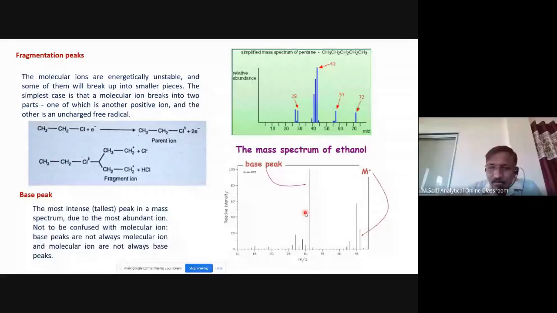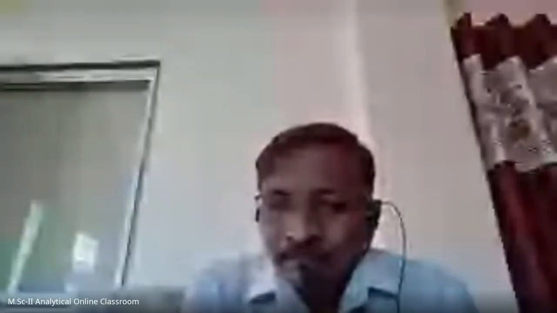The molecular ion, suppose we say, is 46 with respect to this, and this is 31. So this is the base peak, which has more intensity. The highest or tallest peak is called the base peak, and the molecular ion gives the molecular weight. So which ion is fragmenting over here?